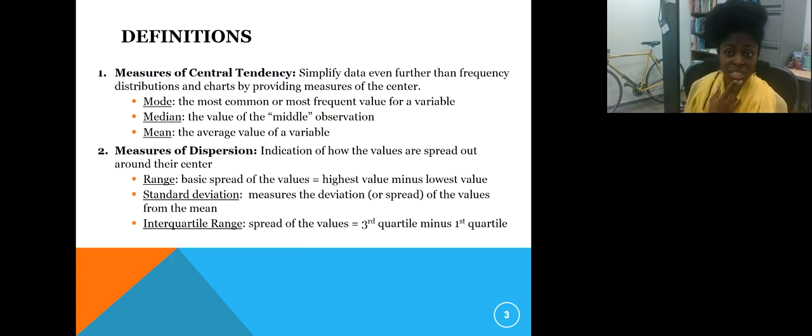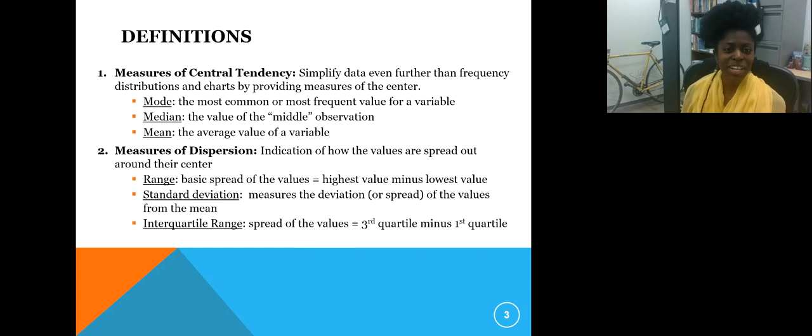Okay, so definitions, just like we did in lecture 1. Definitions for lecture 2, we always have to understand, we have to be speaking the same language, right? So these are our definitions. For measure of central tendency, we use mode, median, and mean. We simplify data even further than frequency distributions and charts by providing measures of center.